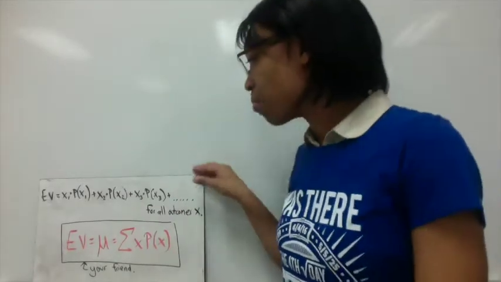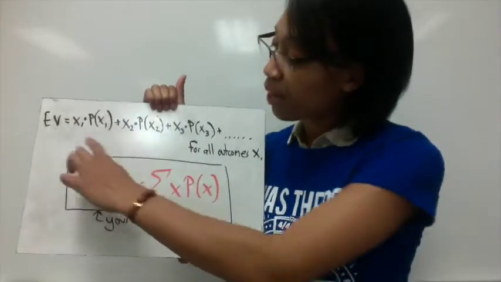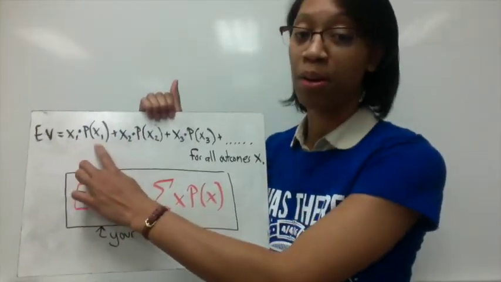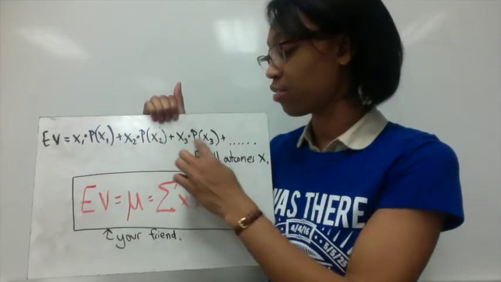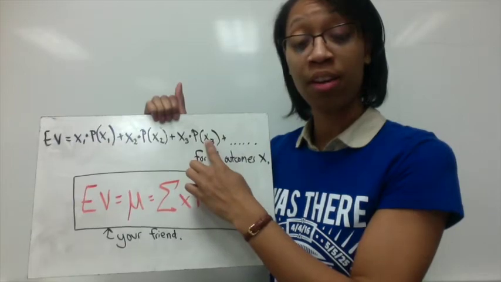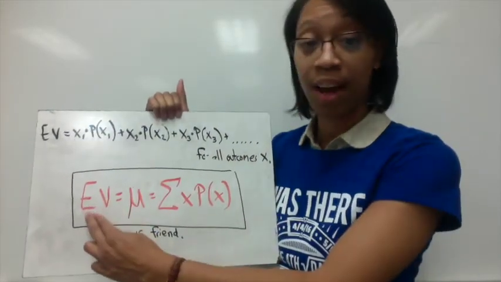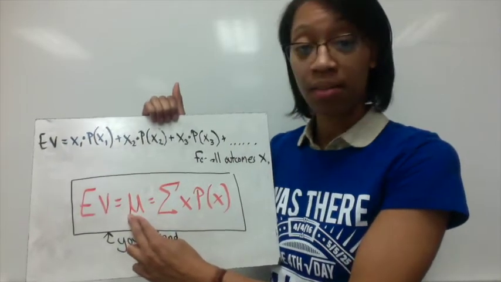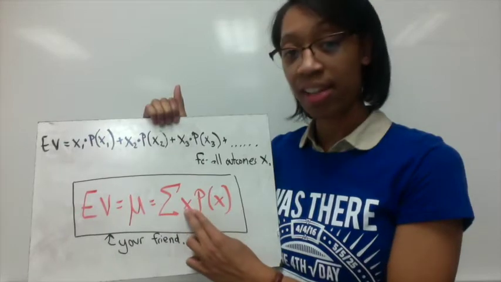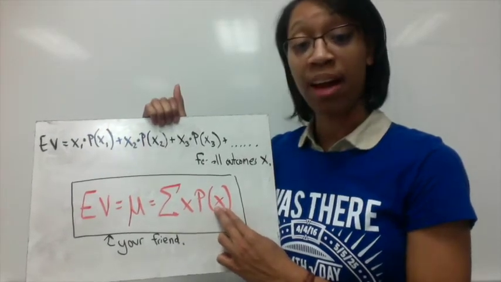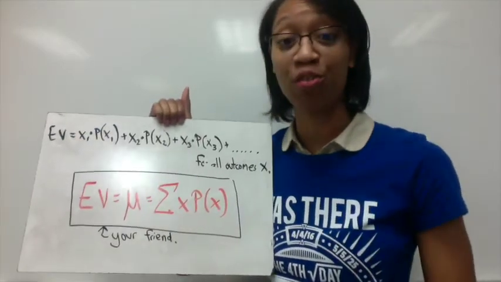In a more mathematical formula, we could write it like this: x1 times the probability of x1, plus x2 times the probability of x2, plus x3 times the probability of x3, and we do that for each of the x's. So in general, the expected value is the same as the mean or the average, and it is the sum of each x times the probability that it happens. This formula here is your friend.